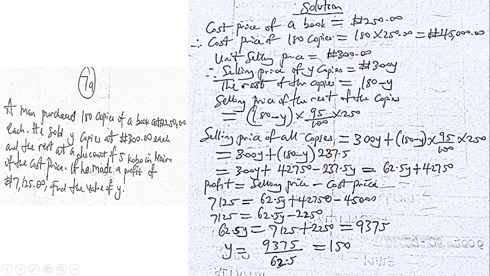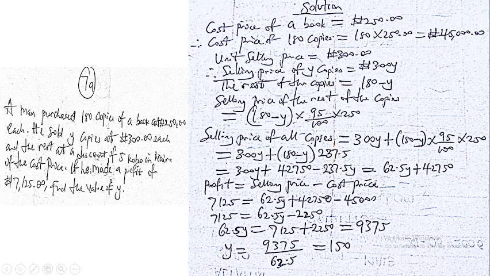So that means 300 times Y will give us the selling price of the Y copies he sold, which will give us 300Y naira for the Y copies. So don't forget he has 180 copies and he has already sold Y copies now. Then let's move on to the question.